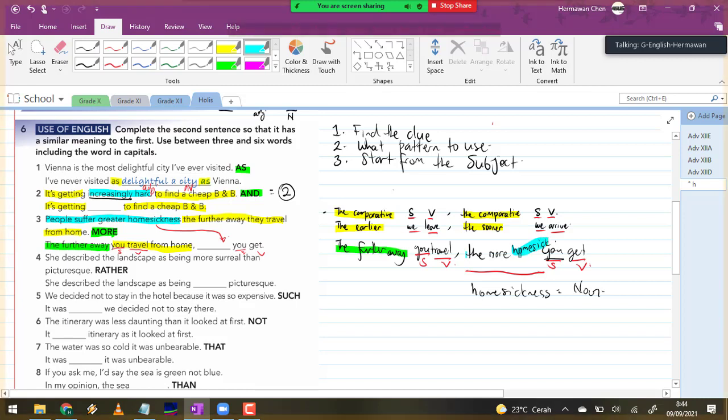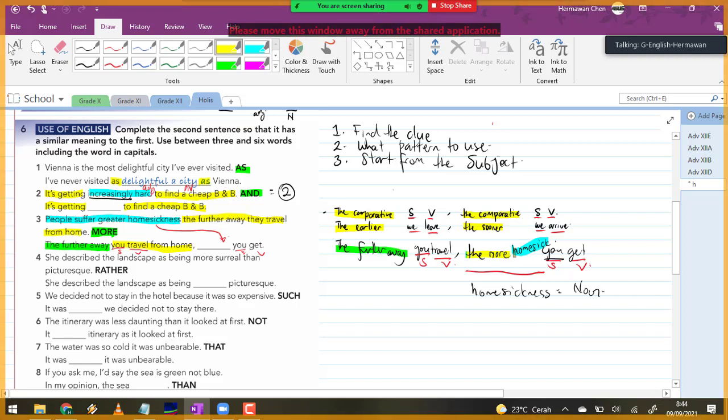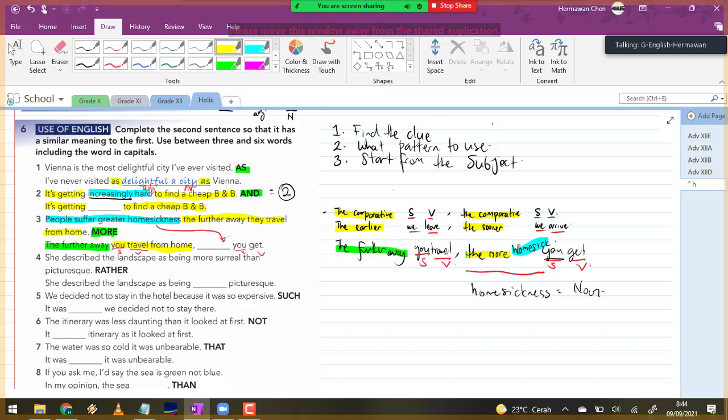Homesick is the adjective. The more, because homesick is 2 syllables, we have to use the more. That's it. That's the answer. The further away you travel, the more homesick you get. Students usually make a mistake by taking the noun directly into the blank, which is wrong. Remember, we need adjective, not a noun. Okay? Comparison is comparison of adjective, not comparison of noun. That is number 3. Any question?